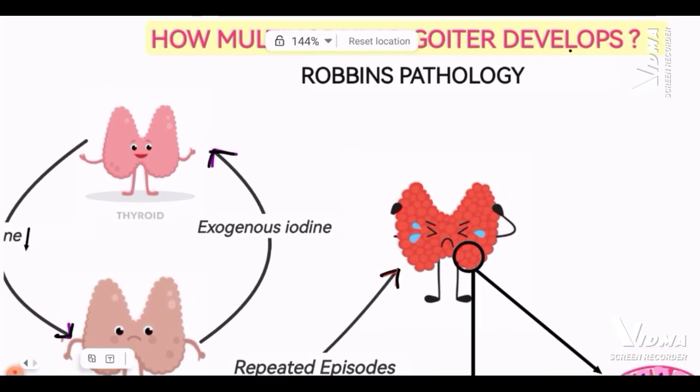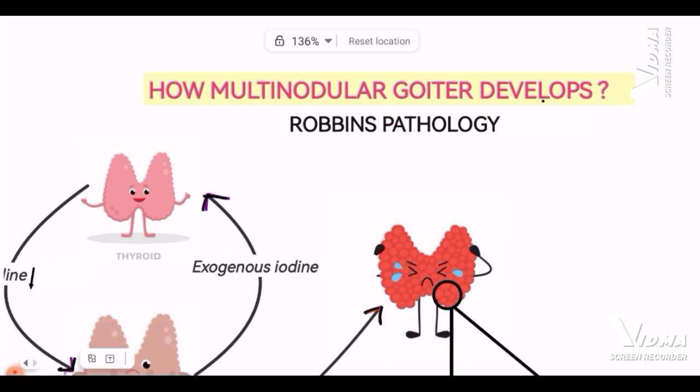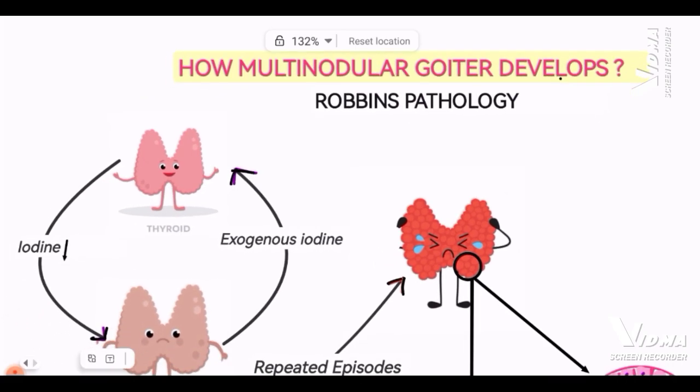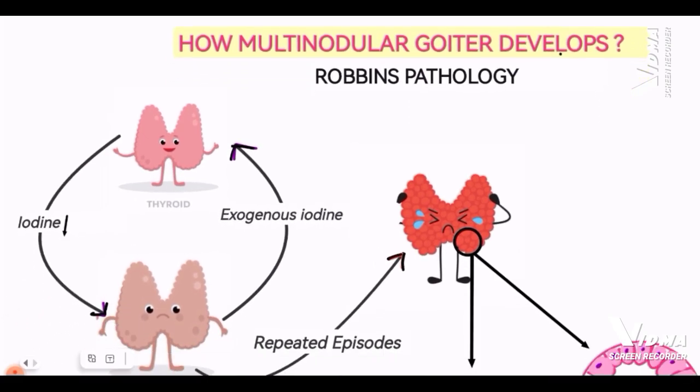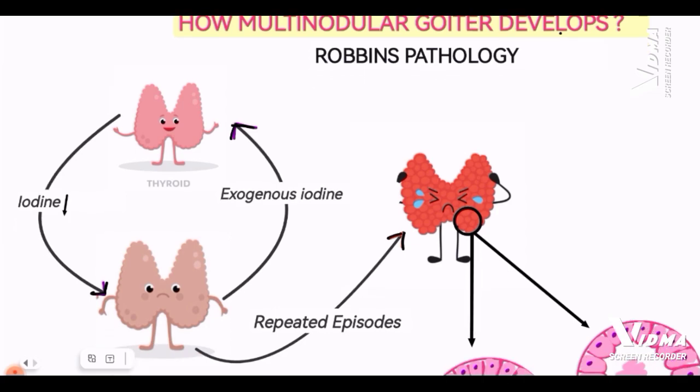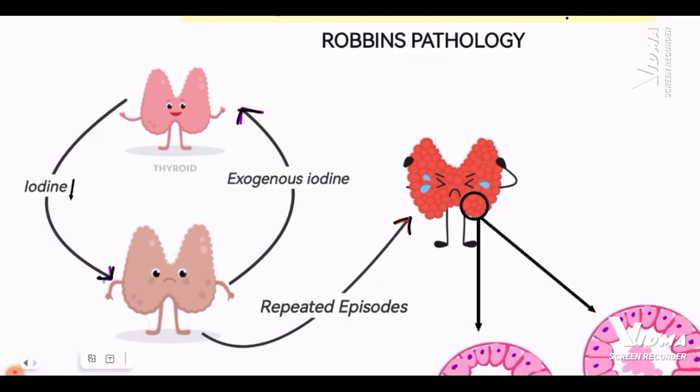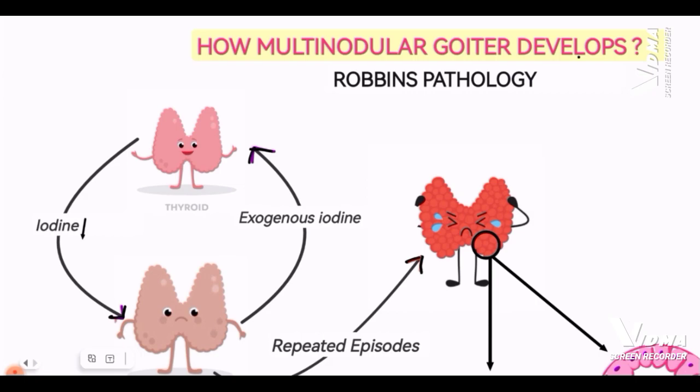So let's start with multinodular goiter. This is our first video. We are starting with multinodular goiter. In upcoming videos, we will complete the endocrine system first, then we will move to other systems, and lastly general pathology.